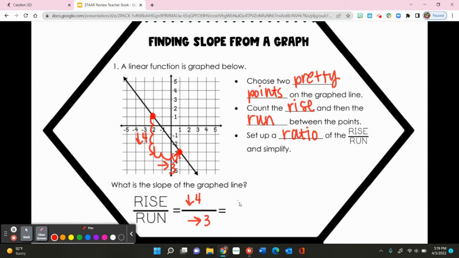So if I went down 4, remember if you move down, that is a negative change. So that's negative 4 over my run, which is since I went right 3, that's going to be positive 3.